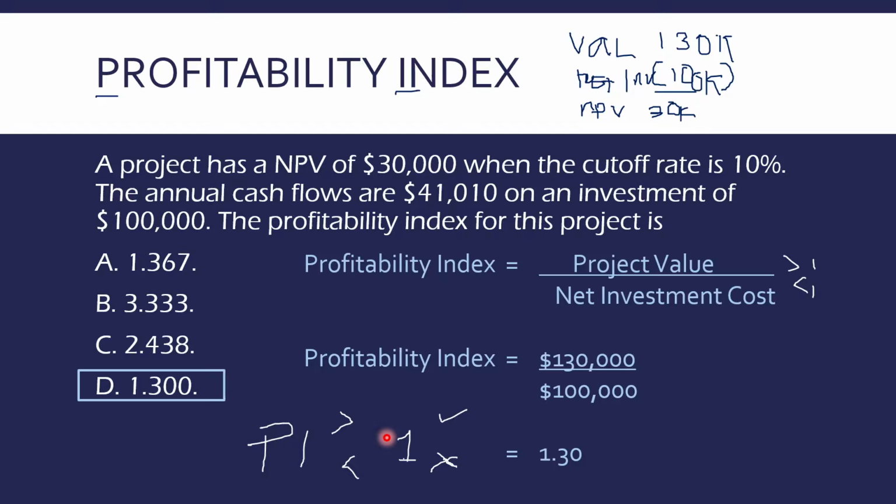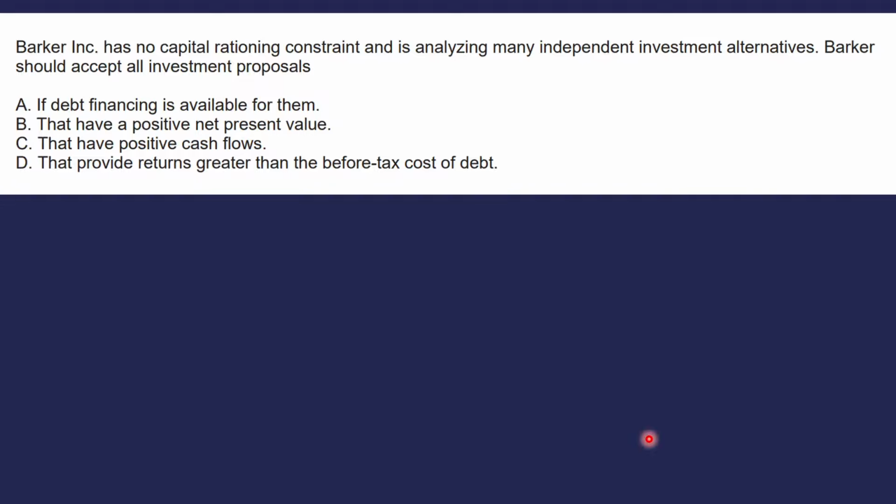Okay? Conversely, if the PI is less than 1, ibig sabihin nun, yung net investment mas mataas sa value ng project. No? Kaya nag-less than 1. So yung NPV niyan magiging negative. Hindi maganda yung project na yan. Okay? That's how you use the profitability index. Okay. Let's answer the next one. I'll give you 1 minute. Go.